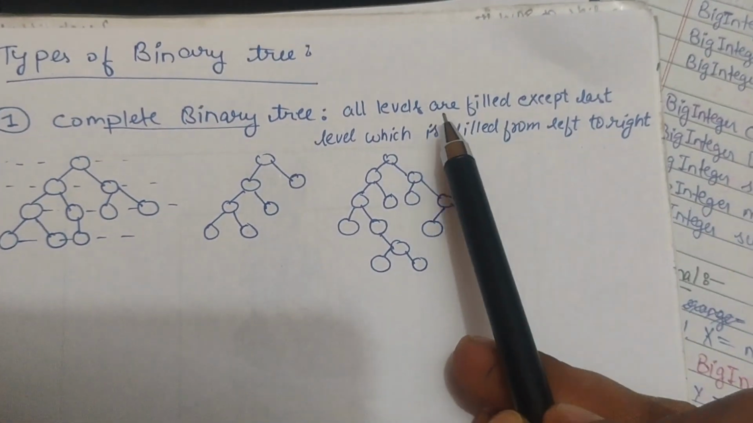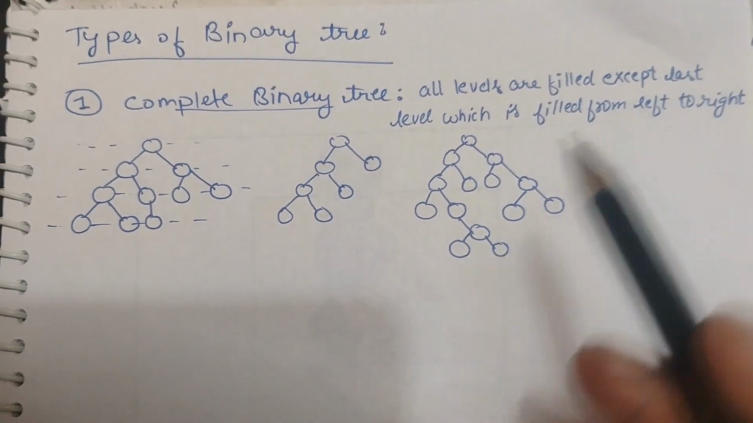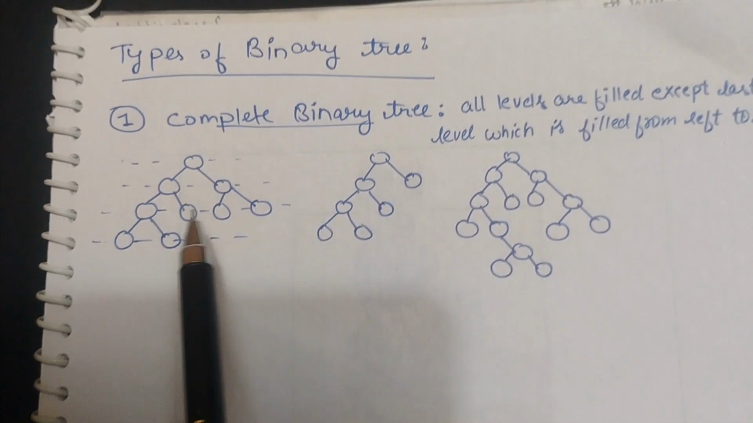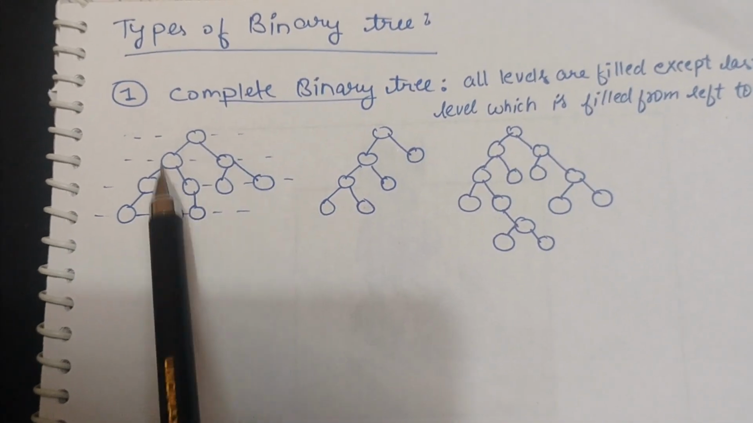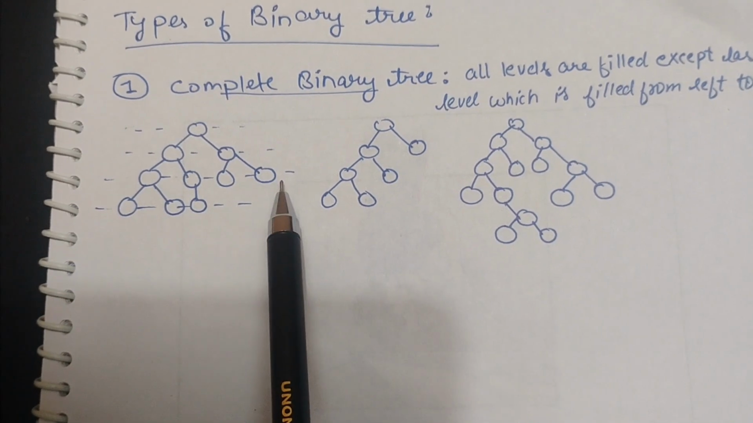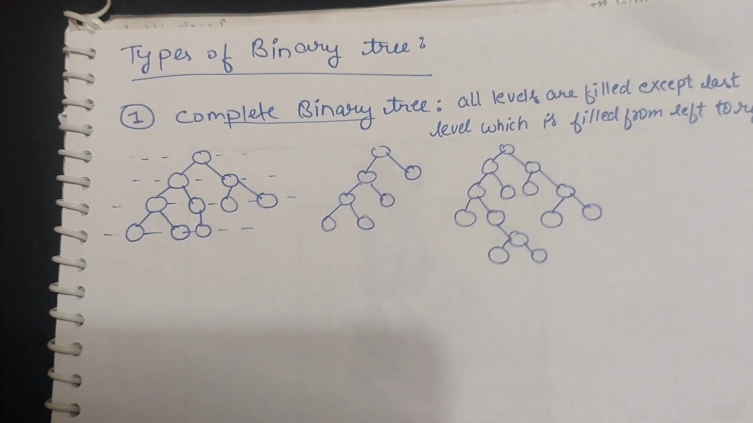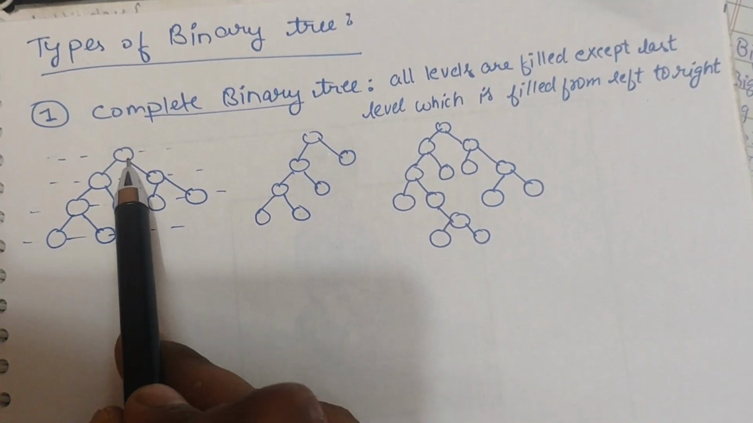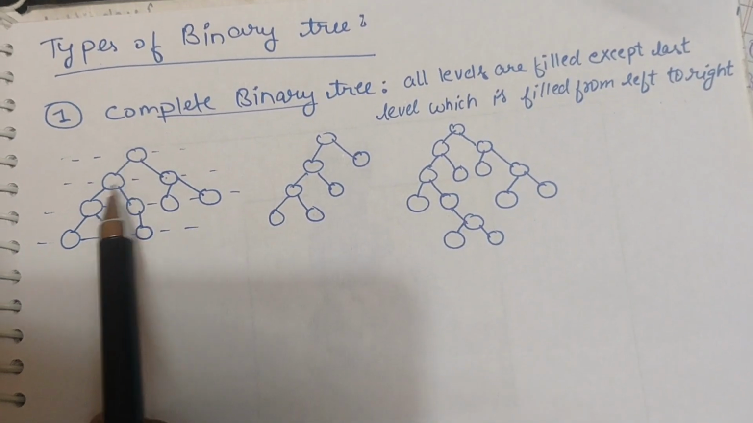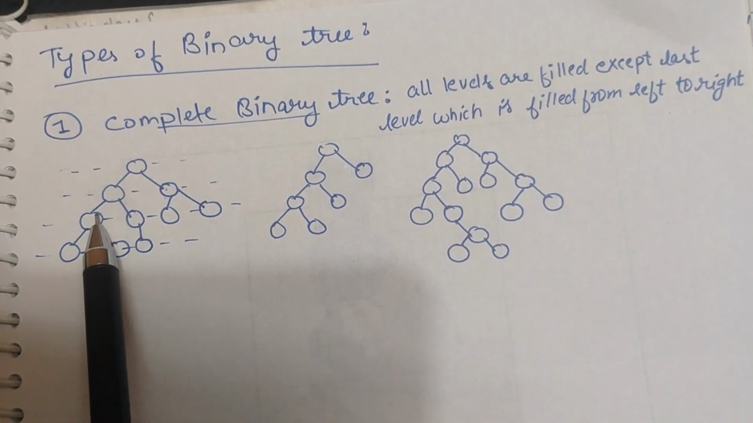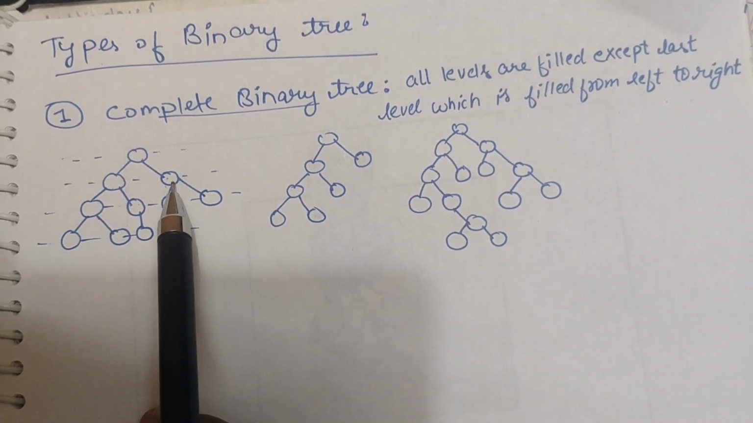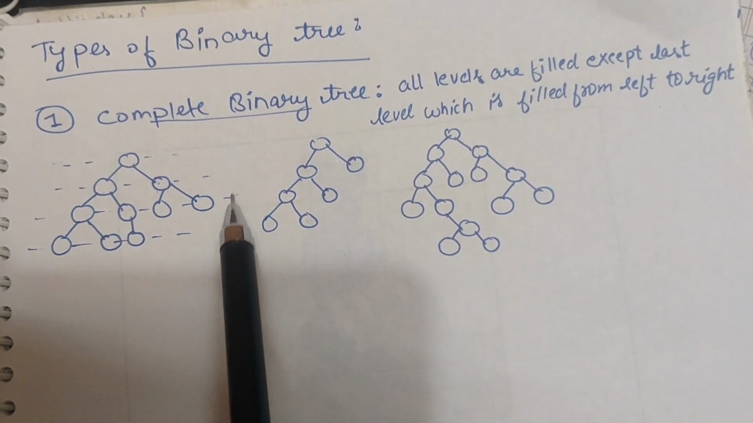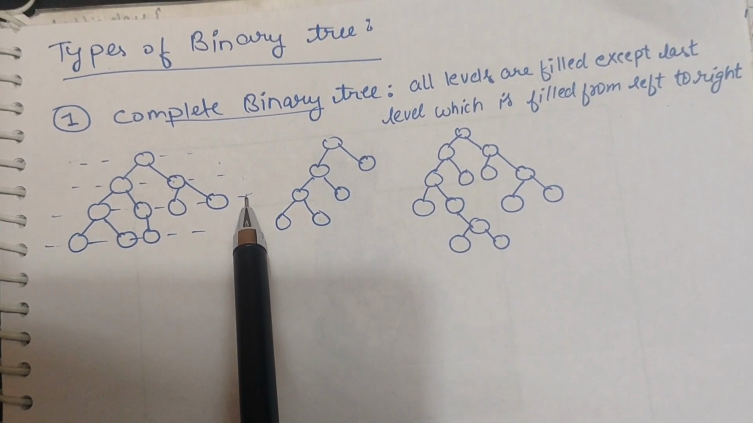Now the definition says that all the levels are filled. That is, forget about the last level. Okay, forget about this level. For all the levels above it, we see whether all the nodes are present or not. That is, the root node should have 2 nodes. Yes, it has. Then this node should have 2 nodes. Yes, it has. And what about this? It should also have 2 nodes. Yes, it has. So we can see that all the 3 levels, 0, 1, 2, are filled.